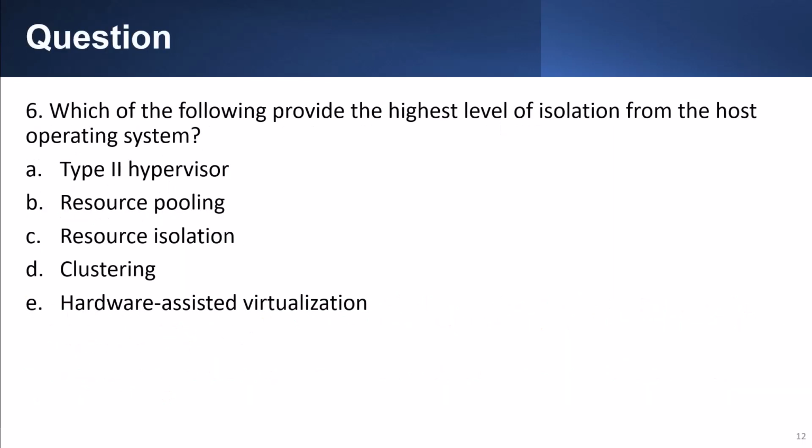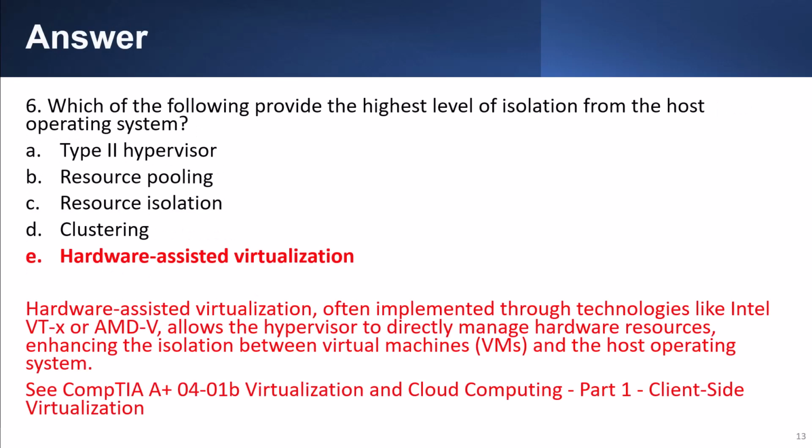Question 6. Which of the following provide the highest level of isolation from the host operating system? Answer: hardware-assisted virtualization. Hardware-assisted virtualization, often implemented through technologies like Intel VT-x or AMD-V, allows the hypervisor to directly manage hardware resources, enhancing the isolation between virtual machines, or VMs, and the host operating system.